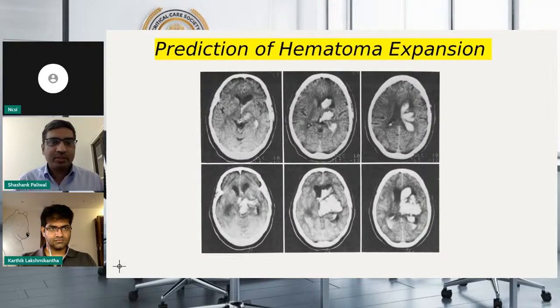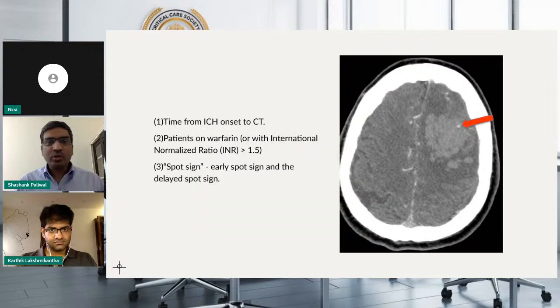This is a series of non-contrast CT brain of a 57-year-old female who underwent ICH. So you can see the hematoma is consistently increasing, and the patient eventually died. So this is the most important part of the management. But before the management, we need to understand and we need to diagnose this early. So how do we predict? How can we predict if the hematoma is expanding or not?